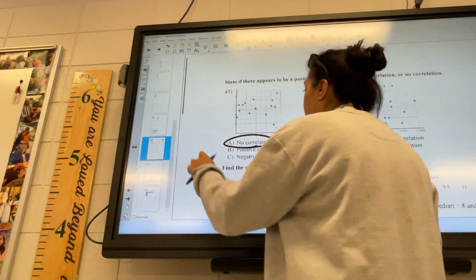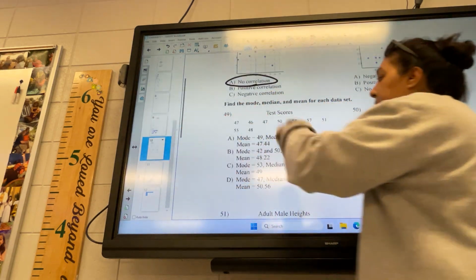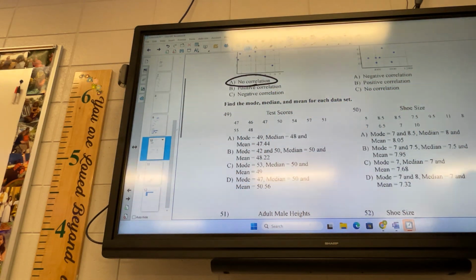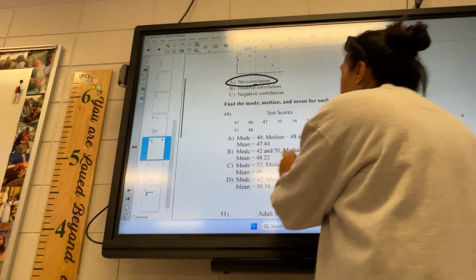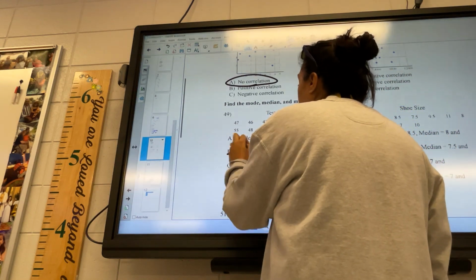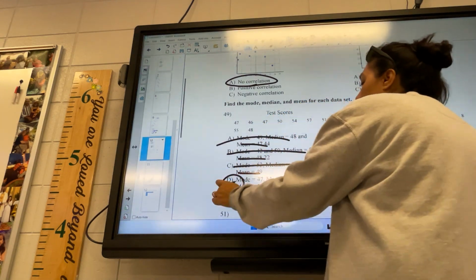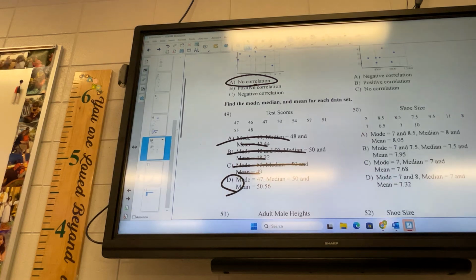Okay, find the mode, median, and mean for each data set. Which one is the easiest to find that could help you eliminate answers the fastest? The mode. Why is the mode the easiest? You don't have to rearrange or anything, you just look at it. So what is the mode of this data set? 47. Okay, so what can you eliminate? A, B, and C. Did you even have to do the rest of the work? No. So don't waste your time. Find the mode first.